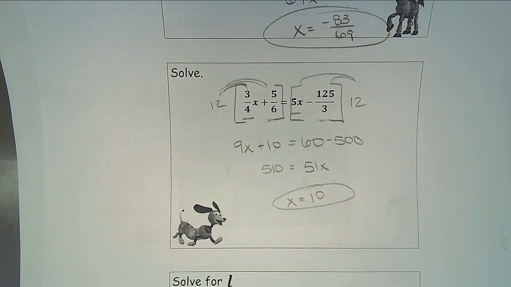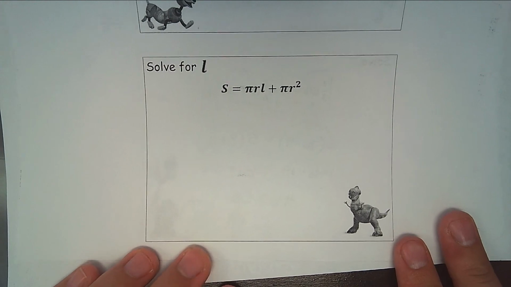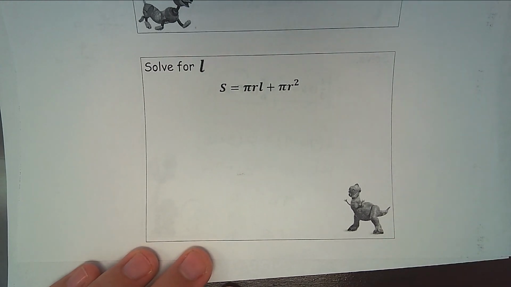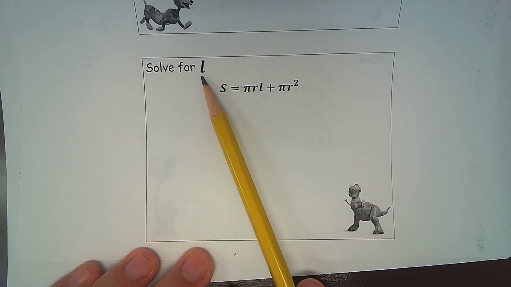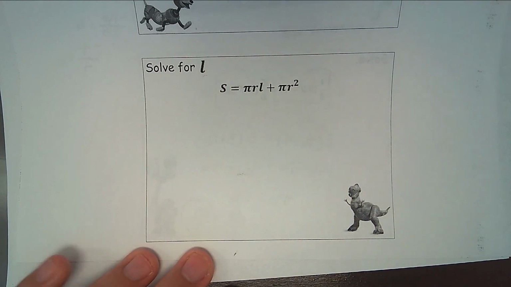Alright, so then I said earlier, the second thing that we're going to look at is what we call literal equations. So this is actually the surface area of a cone formula, and they're asking us to solve for L. And we're basically treating this like it was any other equation, so we need to peel back those layers.